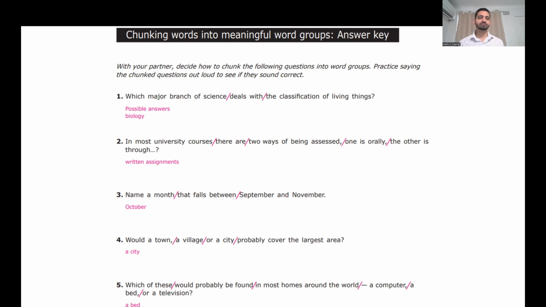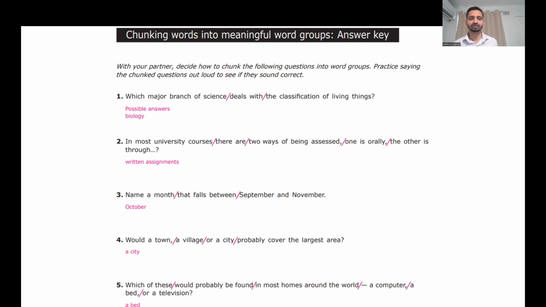And now we'll see the next one. In most university courses, that's one chunk. There are two ways of being assessed. Two ways of being assessed. This is a phrasal verb. One is orally. That is one option, right? One is orally, which is a noun phrase. One is orally, the other is through, right? And if it talks about orally, then you can think about what are the other ways of assessments.